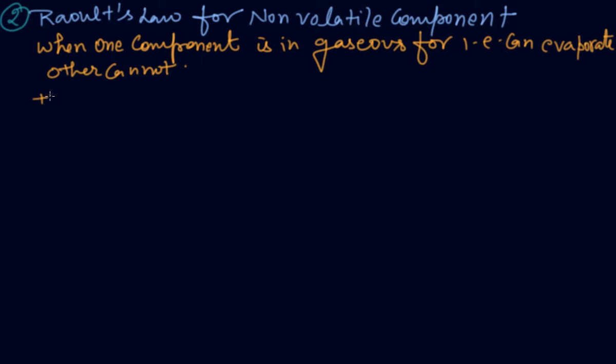Raoult's law for non-volatile component. When one component comes in the gaseous form, it means that it is volatile. One component we can say is volatile, and another component is not volatile. Means that we will heat that and it comes into gases and gives vapors, and vapor pressure can come. In this way, we will take the pressure of the solution. Pressure of the solution is due to only one component.